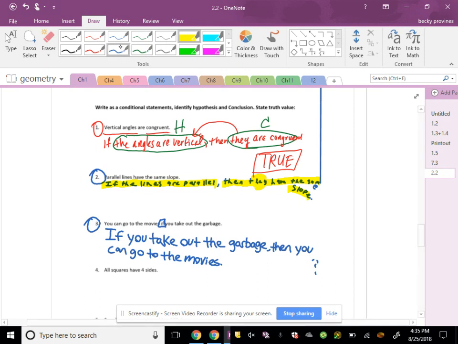We need to decide if this is true or false. If the lines are parallel, then they have the same slope. And like I already said, this is true. And I forgot to label my hypothesis. Let's do that. And my conclusion.